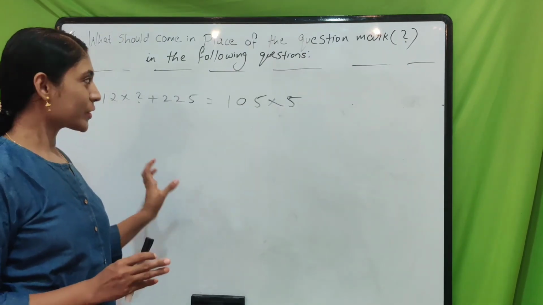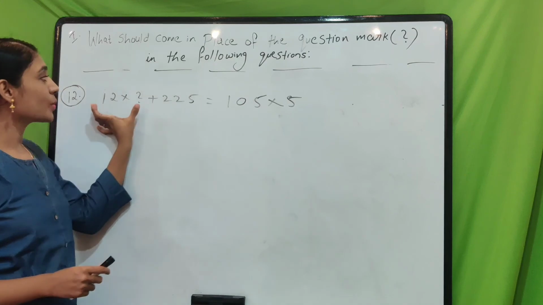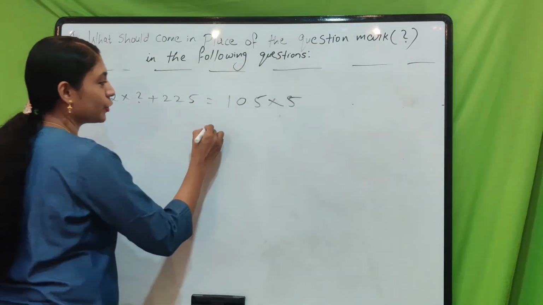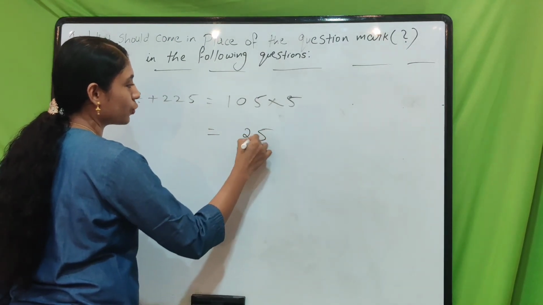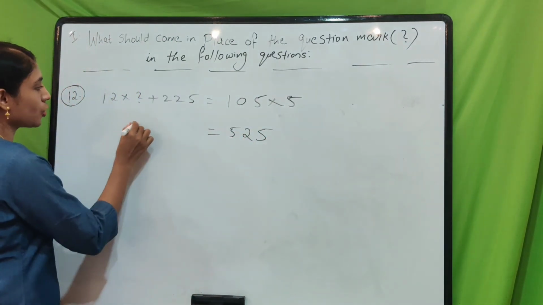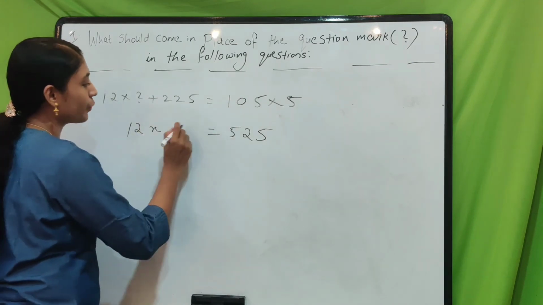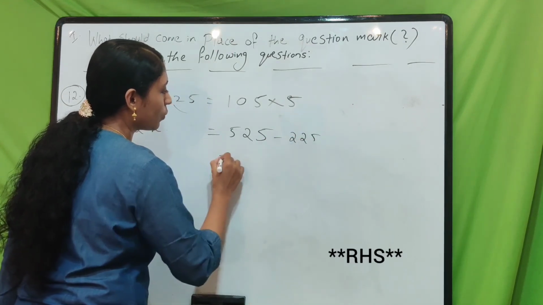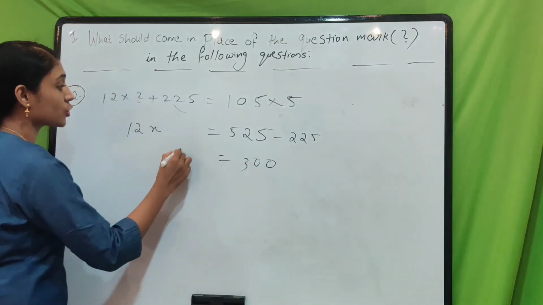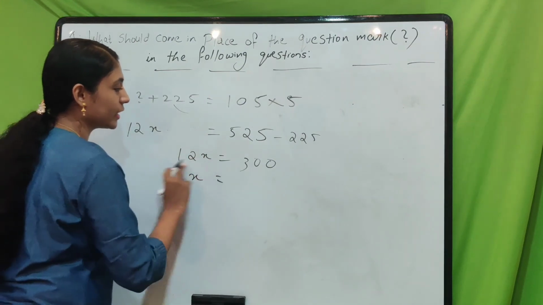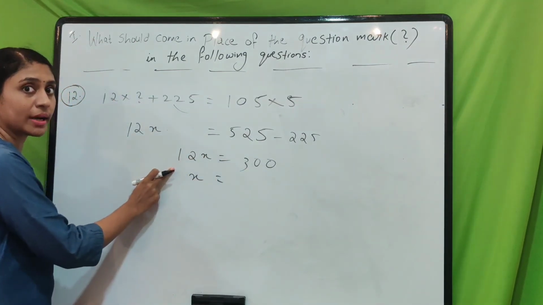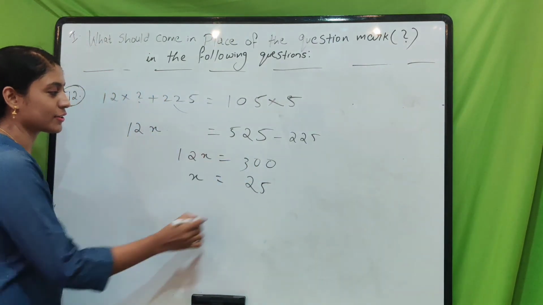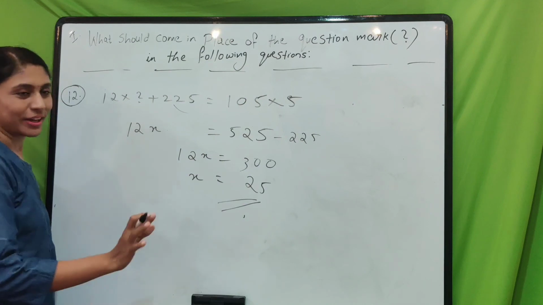Now going to the final question from this part: 12 into question mark plus 225 equal to 105 into 5. And 105 into 5 we know the value is 525, right? So 12x plus 225 is equal to 525, and this 225 will go to LHS, right? So minus 225, what's the answer? 300, right? So 12x is 300. From there we will get the value of x, as 300 is divisible by 12. 25 into 12 is 300. So the value of x is 25.